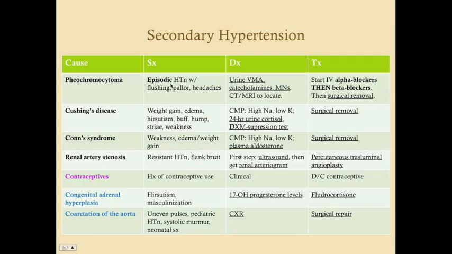So pheochromocytoma is set apart from the other ones in that this is episodic hypertension. These patients don't have hypertension all the time, but they get these rapid episodes of sudden hypertension where their blood pressure jumps and they have flushing or pallor or headaches or sometimes nausea and vomiting. Given that their hypertension is sudden and episodic, that's been their history, you should get a urine VMA along with catecholamines and metanephrines.